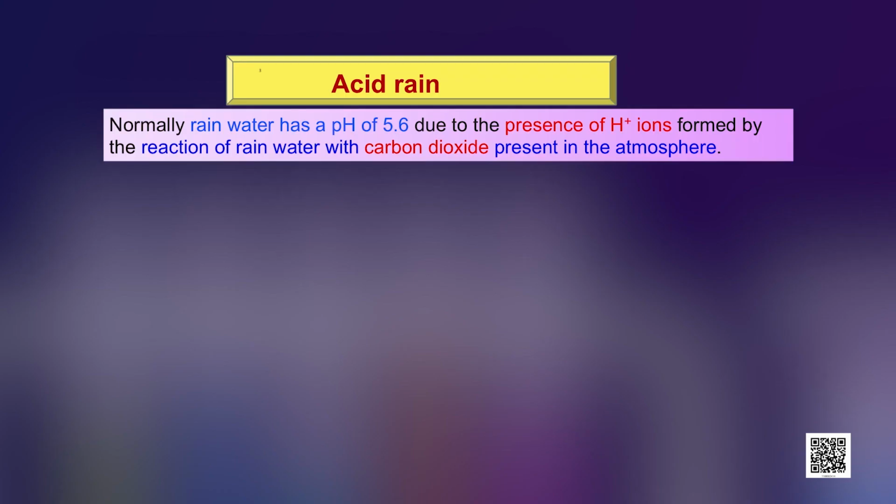We will now explain one more very interesting phenomenon, which is acid rain. You are aware that normally rainwater has a pH of 5.6 due to the presence of H+ ions formed by the reaction of rainwater with carbon dioxide present in the atmosphere.